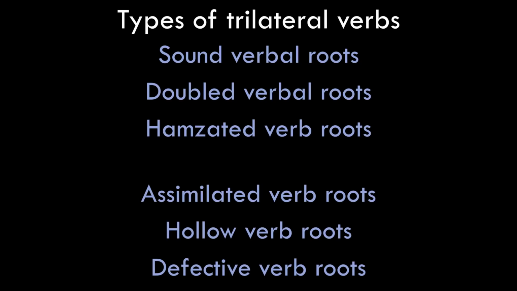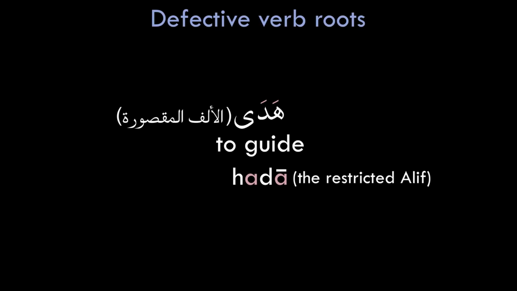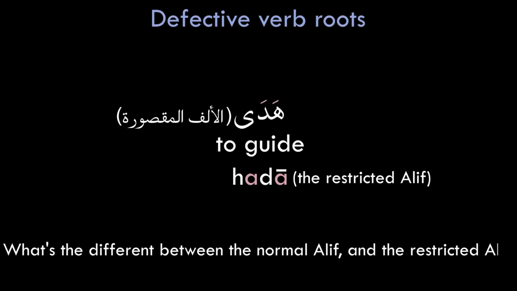Today, I am concerned only with the last type, because it is the one that the verb hada belongs to. This verb ends with a weak letter, the restricted alif. And here comes the time to answer the question. What's the difference between the normal alif and the restricted alif?